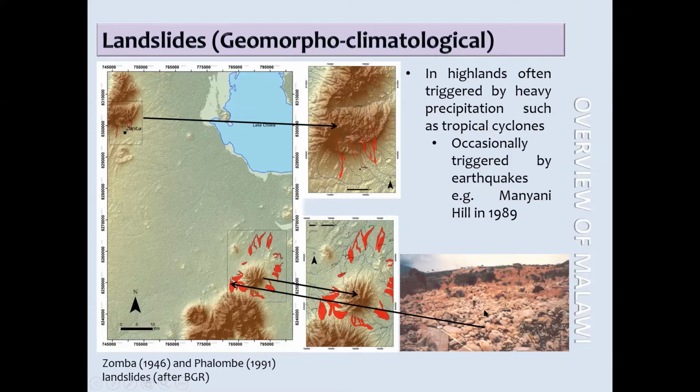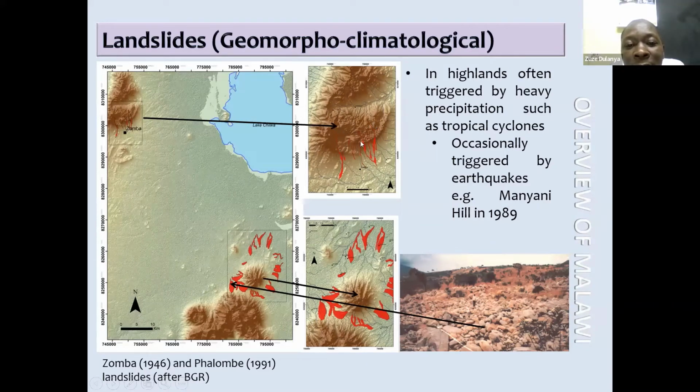This event had nearly 500 people killed because of these landslides. Most of the landslides that we have here are geomorphological, so they are occurring in high places, but sometimes they seem to be triggered by tropical cyclones that come from the Indian Ocean. So I think these are very important hazards that need to be given attention.